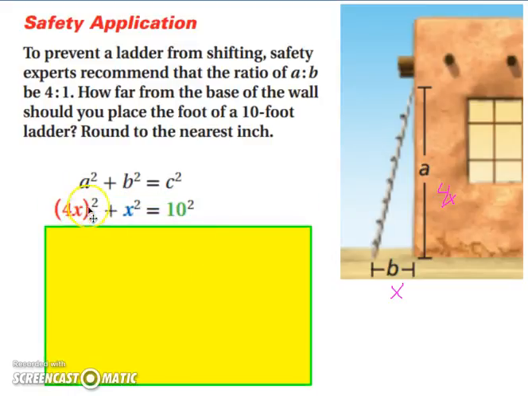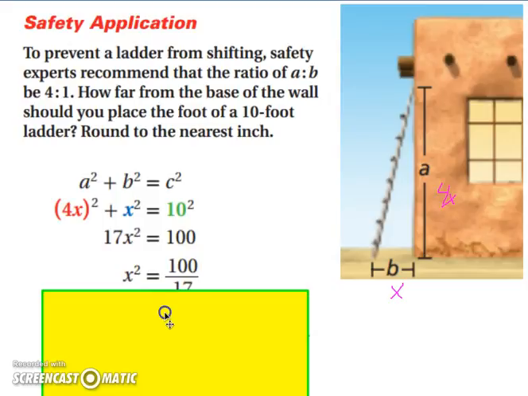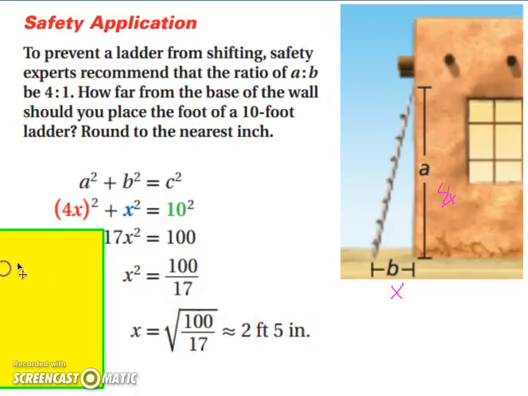So substituting in a, b, and c, now we can simplify. So we have (4x) squared plus x squared, which gives us 17x squared. Because remember, you're squaring the 4, so 4 squared is 16. So you have 16x squared plus 1x squared, which gives you 17x squared, and 10 squared is 100. Now you can divide both sides by 17, and then take the square root of that, which is about 2 feet and 5 inches.